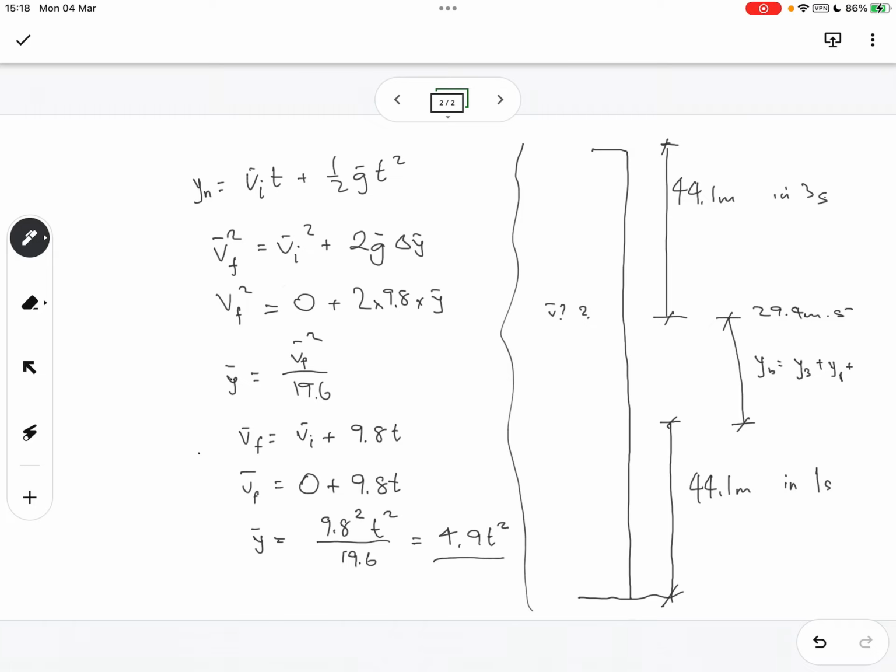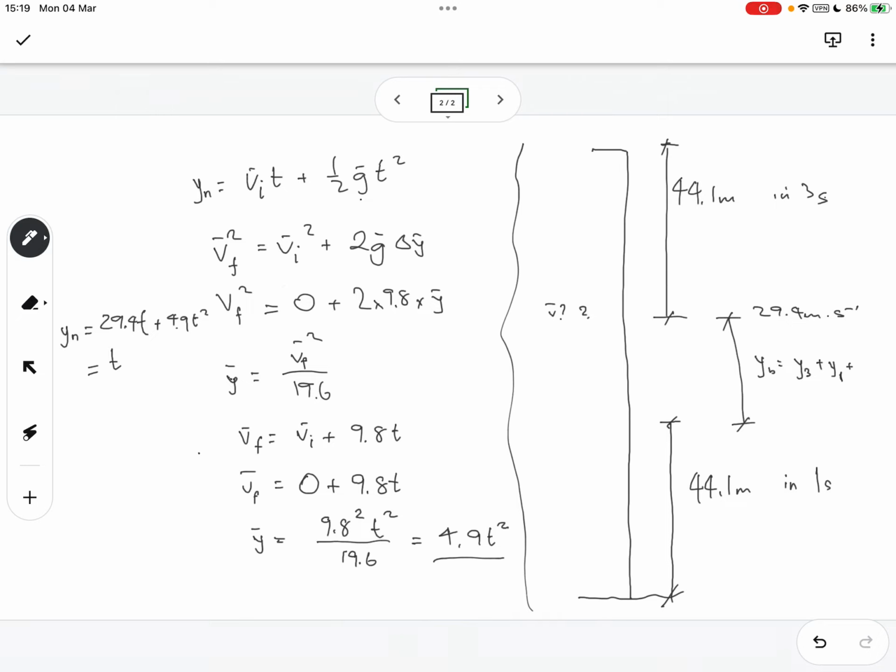Yes. So 29.4 meters per second. We can work with that. So let's say it's 29.4 meters per second. Then that can be our initial velocity there. We don't know the time per se, but we do know this. So let's try that.